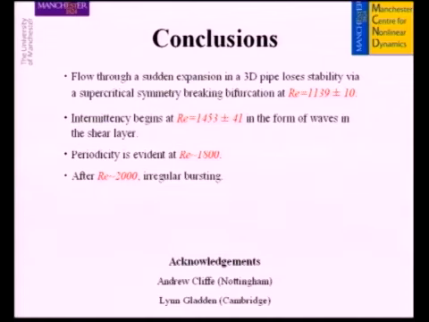Okay. So to wrap up, I will not play that again. I'll make a few remarks. Flow through a sudden expansion in a 3D pipe loses stability via a supercritical symmetry breaking bifurcation at this Reynolds number. I know a lot of people in the audience have looked at this problem numerically. This is what we find experimentally. We then see intermittency and then periodicity.